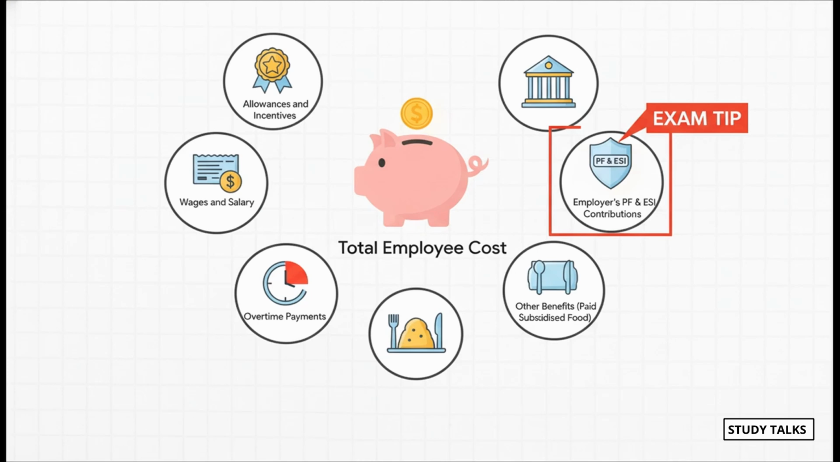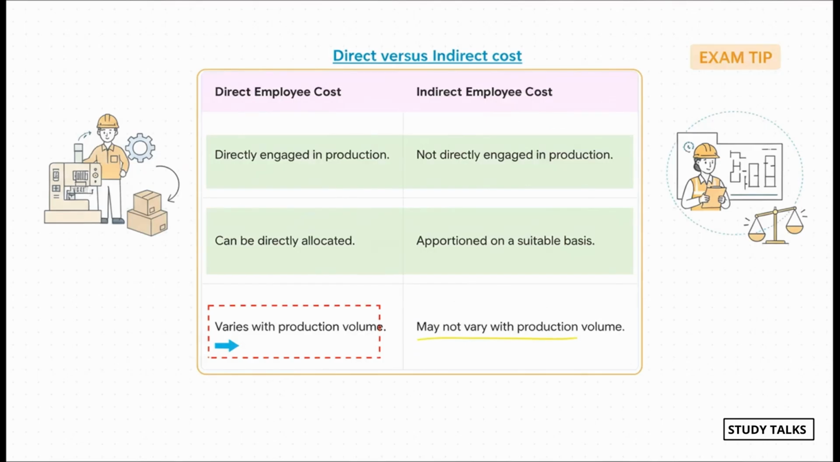Look at this list. Of course you have wages and allowances, but pay close attention to this one, employers' PF and ESI contributions. This is a huge trap. ICAI loves to check if you remember to add the employer's contribution to the total cost. It's not just a deduction from the employee's pay, it's an extra cost for the company, and it has to be included.